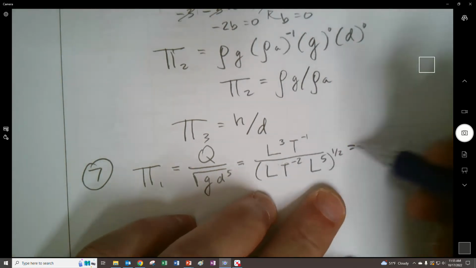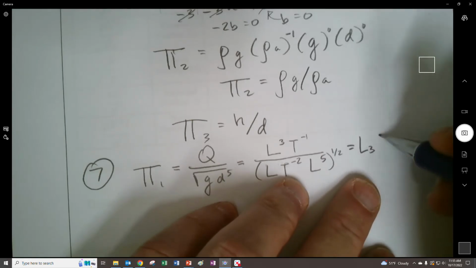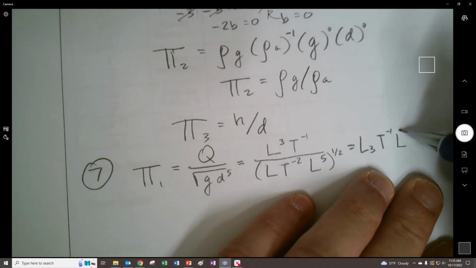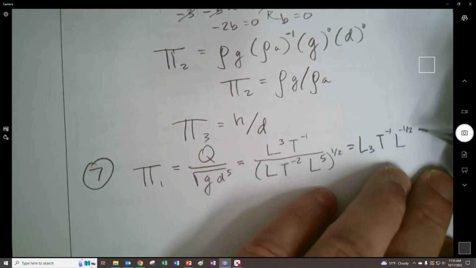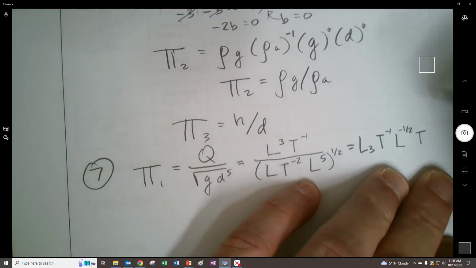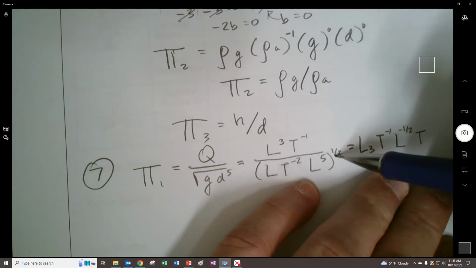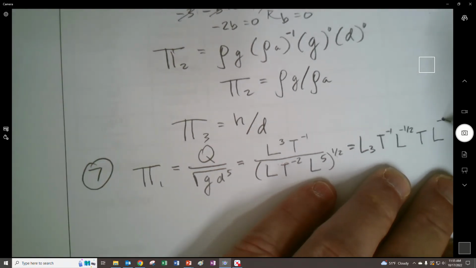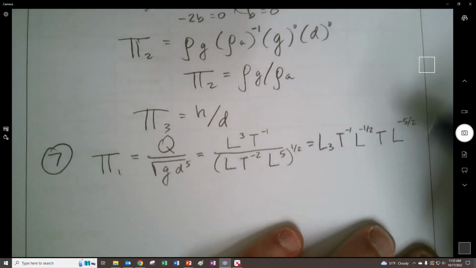So if you distribute that 1/2 up and you raise everybody back up to the top, I think this is a better way to double look at the thing. You're going to have a negative 1/2 right there because that guy went up to the top. The T is actually going to be just a regular T, right? Because it went to the top, so the negative went away, and it was square rooted, so the 2 went away. And then lastly, you're going to have L to the negative 5/2 right there, right? So this is just a double check on there.